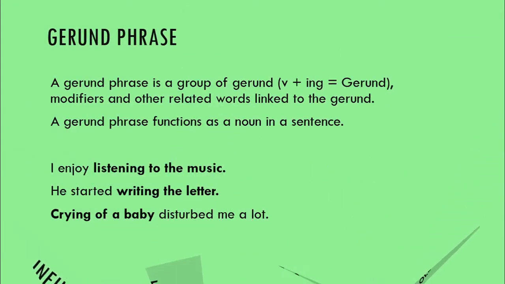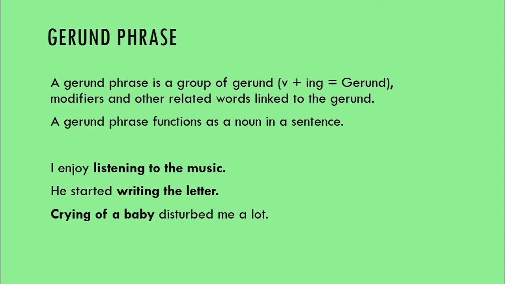Next, gerund phrase. A gerund phrase is a group of a gerund, modifiers, and other related words linked to the gerund. A gerund phrase functions as a noun in a sentence. I enjoy listening to the music. Listening to the music is a gerund phrase here. And this phrase is used here as a noun and also as an object.